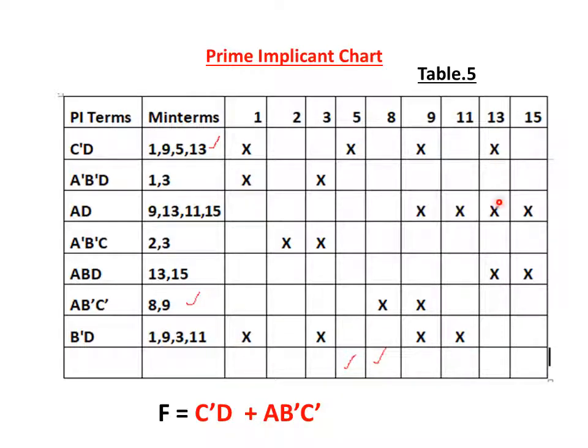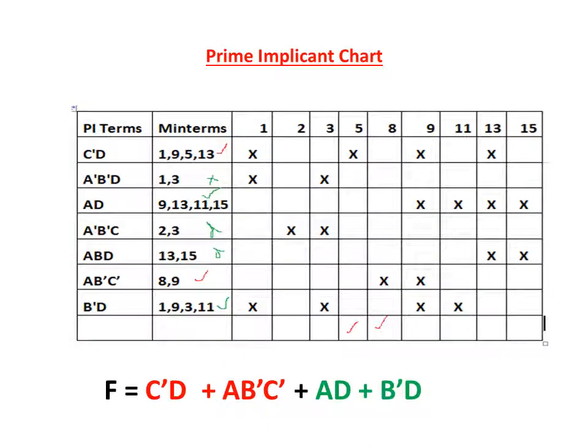So now we will check the single check marks. The single check mark is obtained here. The equivalent expression is this one, and the next single check mark is here. The equivalent expression is C bar D. So these two expressions come under essential prime implicants. Now the uncovered min terms are 1 3, 9 13 11 15, 2 3, 13 15 and 1 9 3 11. From these 5 combinations we are going to get the simplified expression.